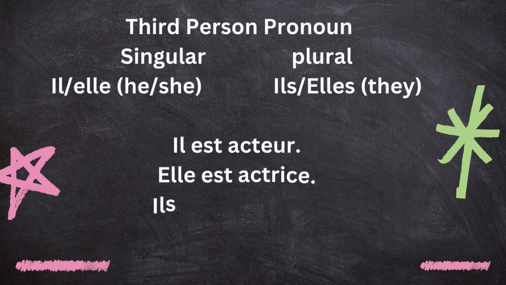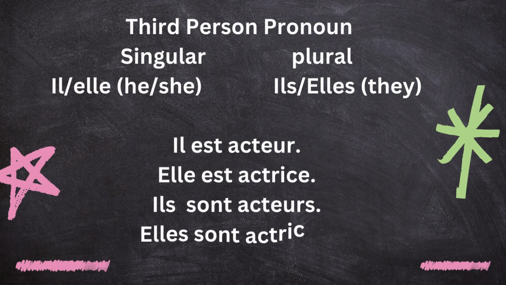So we have the third person pronoun, singulier et pluriel, il, elle. And the plural of il et elle is ils with an S and elles with an S. So for example, I can say, il est acteur, elle est actrice. So the adjective actor, which is a profession, changes when it is translated to feminine, and it will be actrice. And then we have ils sont acteurs, elles sont actrices.